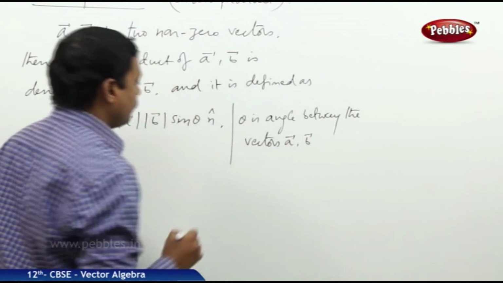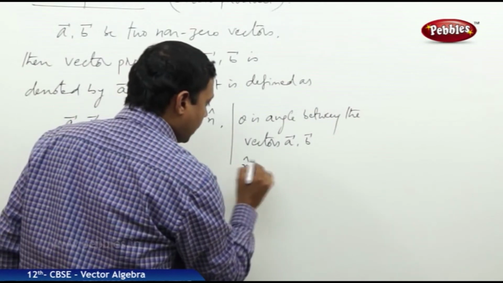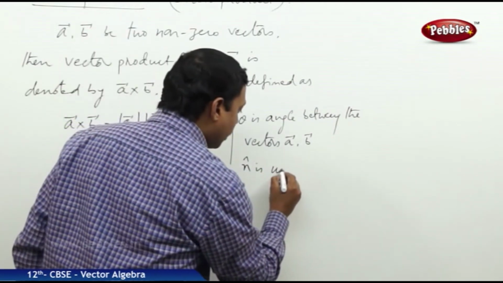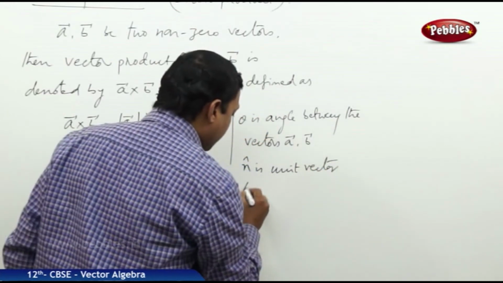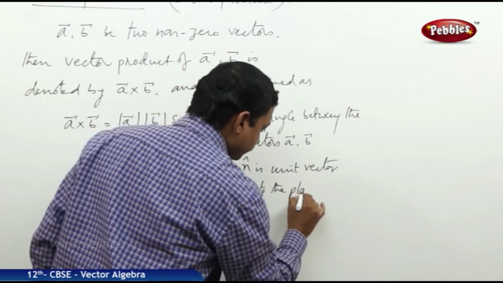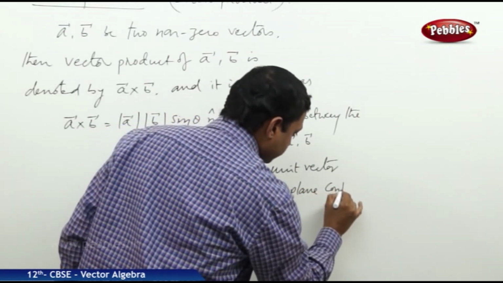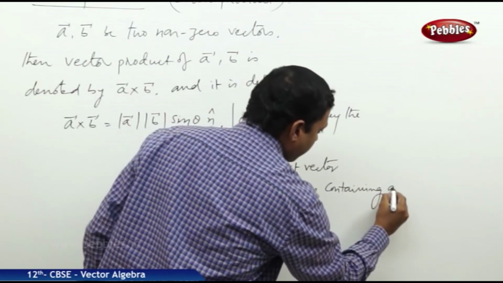And what is n cap? n cap, or n bar, is a unit vector perpendicular to the plane containing a bar and b bar.